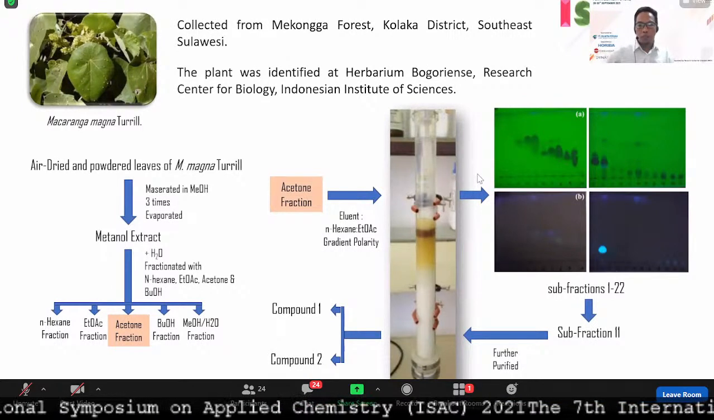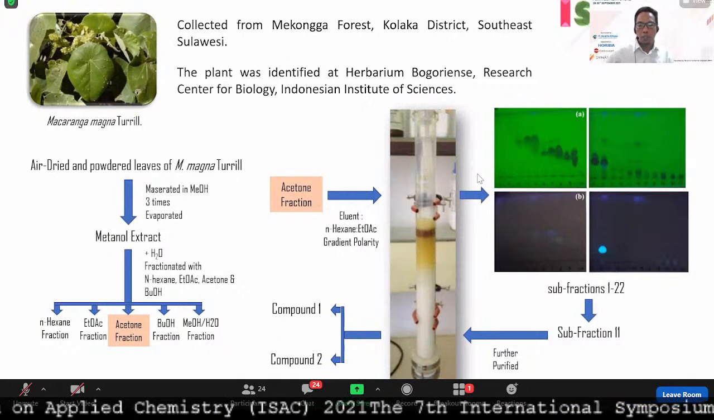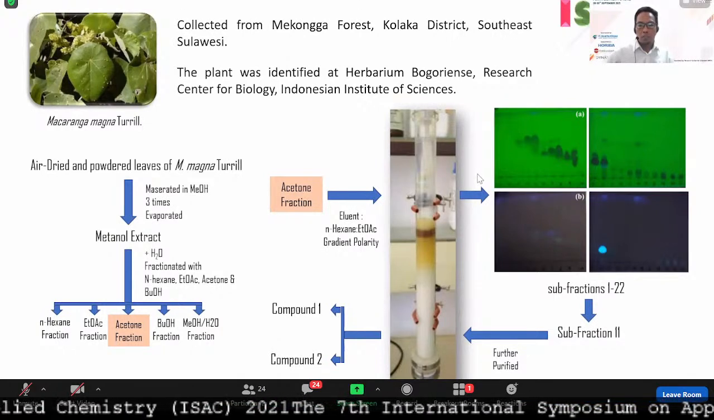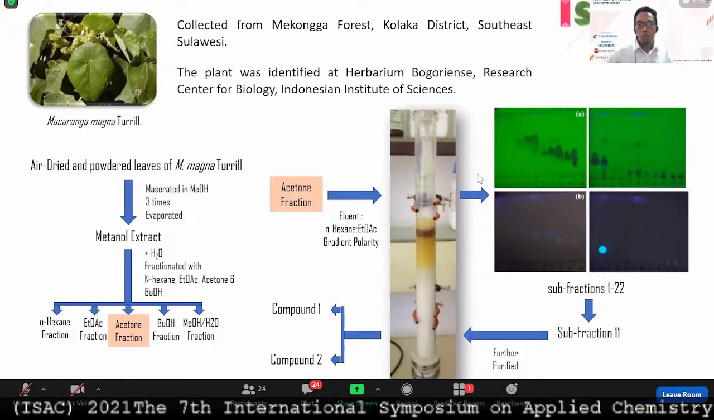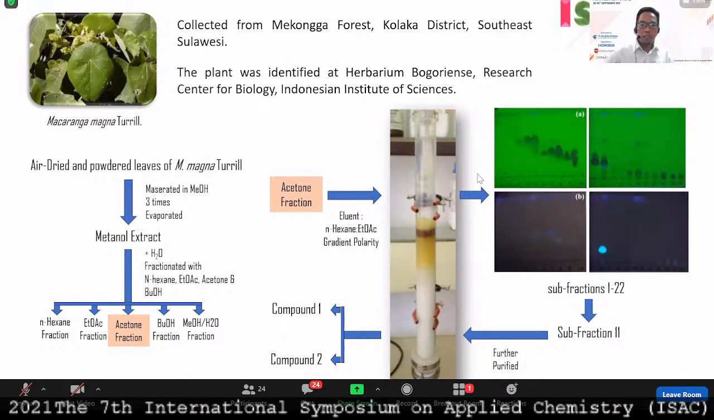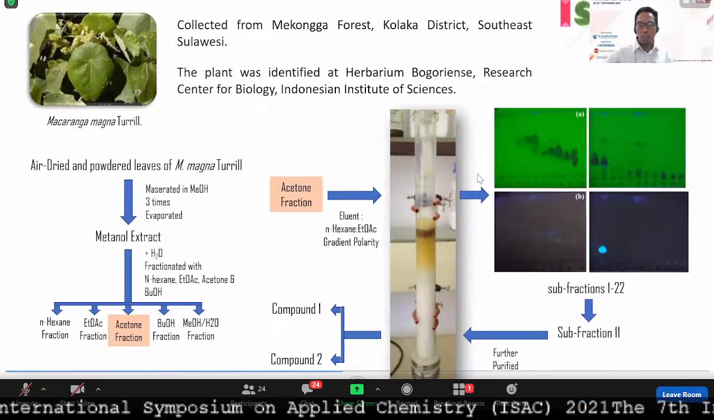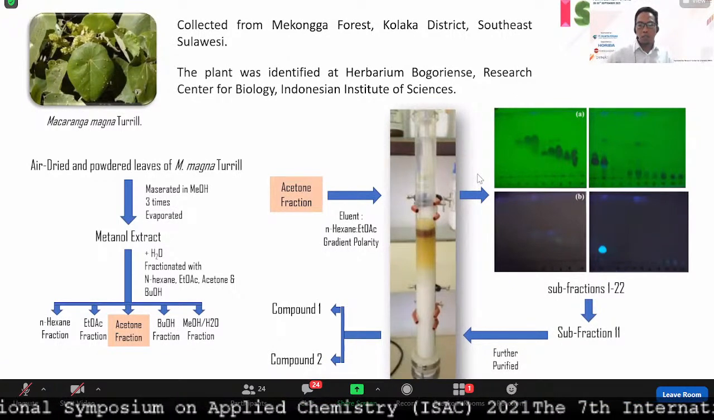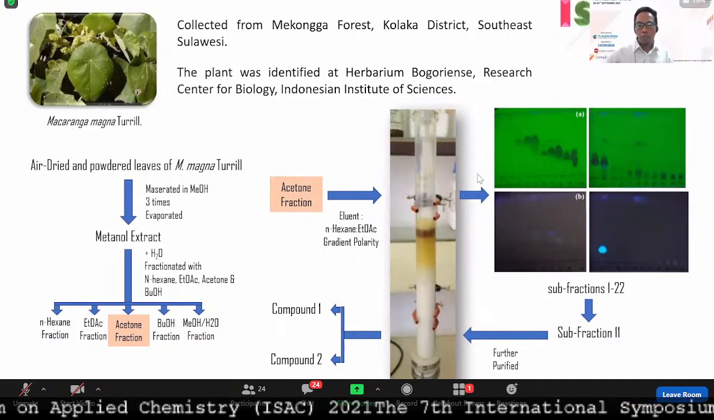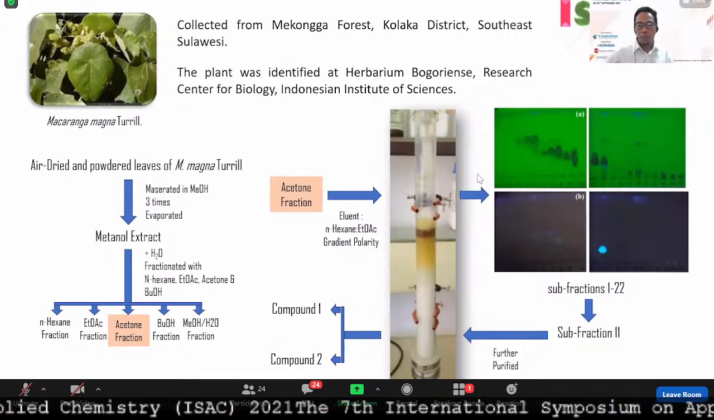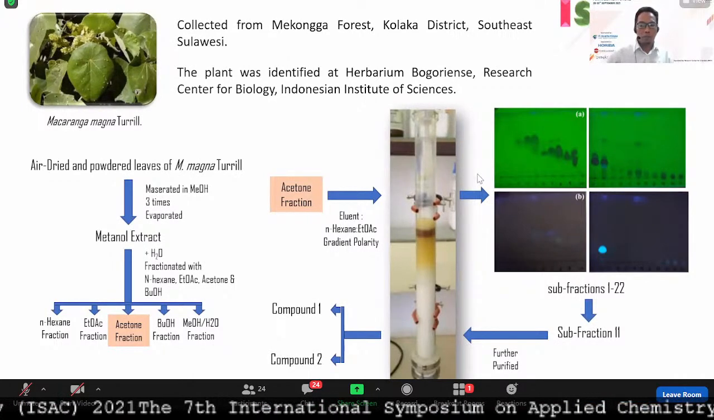All the fractions were subjected to TLC profiling, and from the TLC result, we saw that subfraction 11 showed an interesting spot with intense light blue color under UV lamp. We can see in the picture, based on the TLC result, subfraction 11 was further subjected to another silica gel column chromatography, and recrystallization and purification process of subfraction 11 led to the isolation of compound 1 and compound 2.